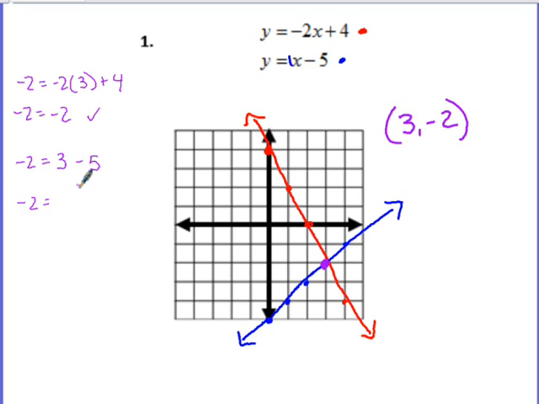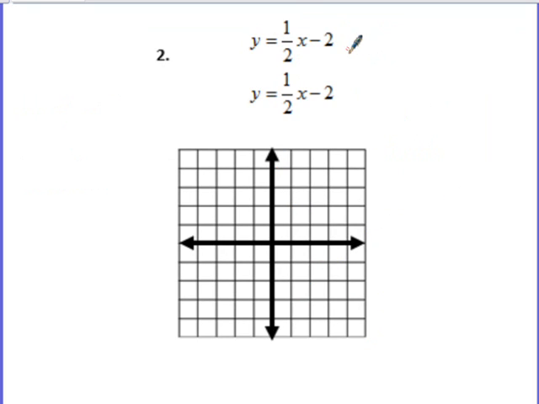Alright, negative 2 is equal to 3 minus 5, which is negative 2. So again, I got a true statement for both equations, so that means that (3, negative 2) is the solution to this system.